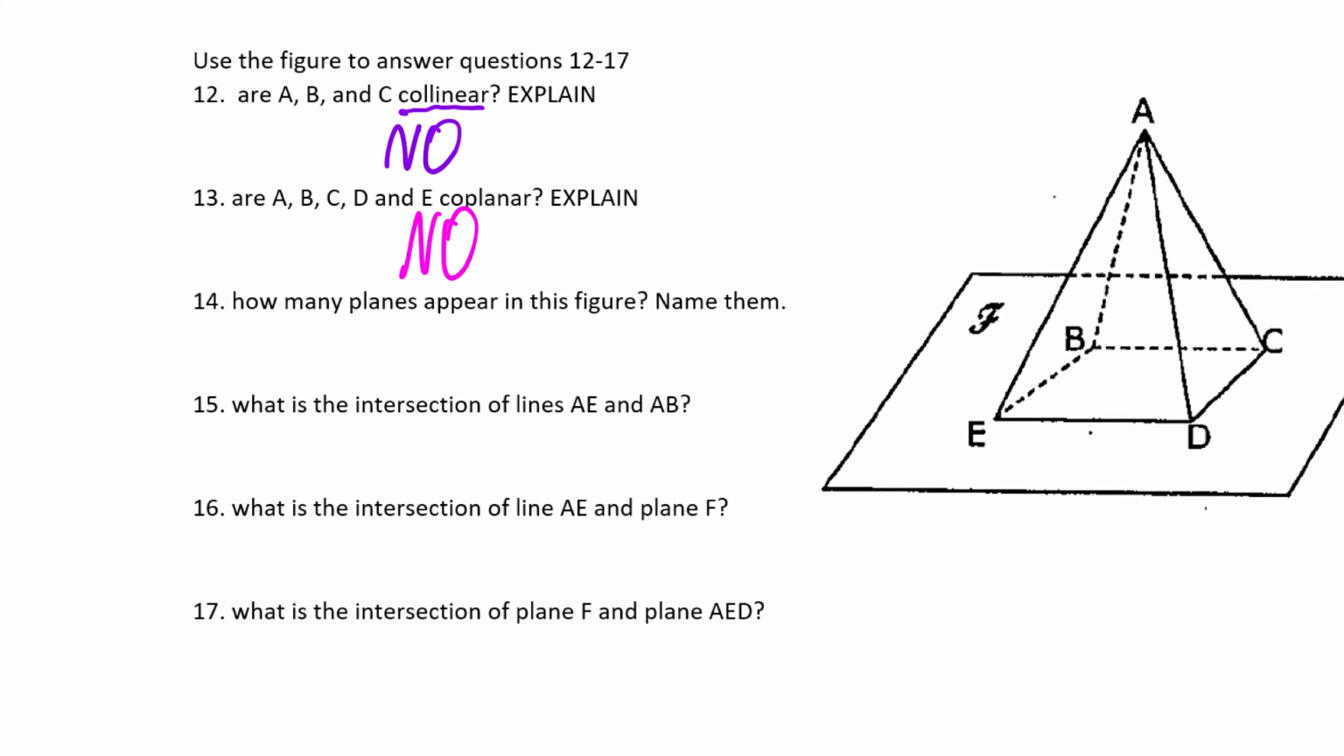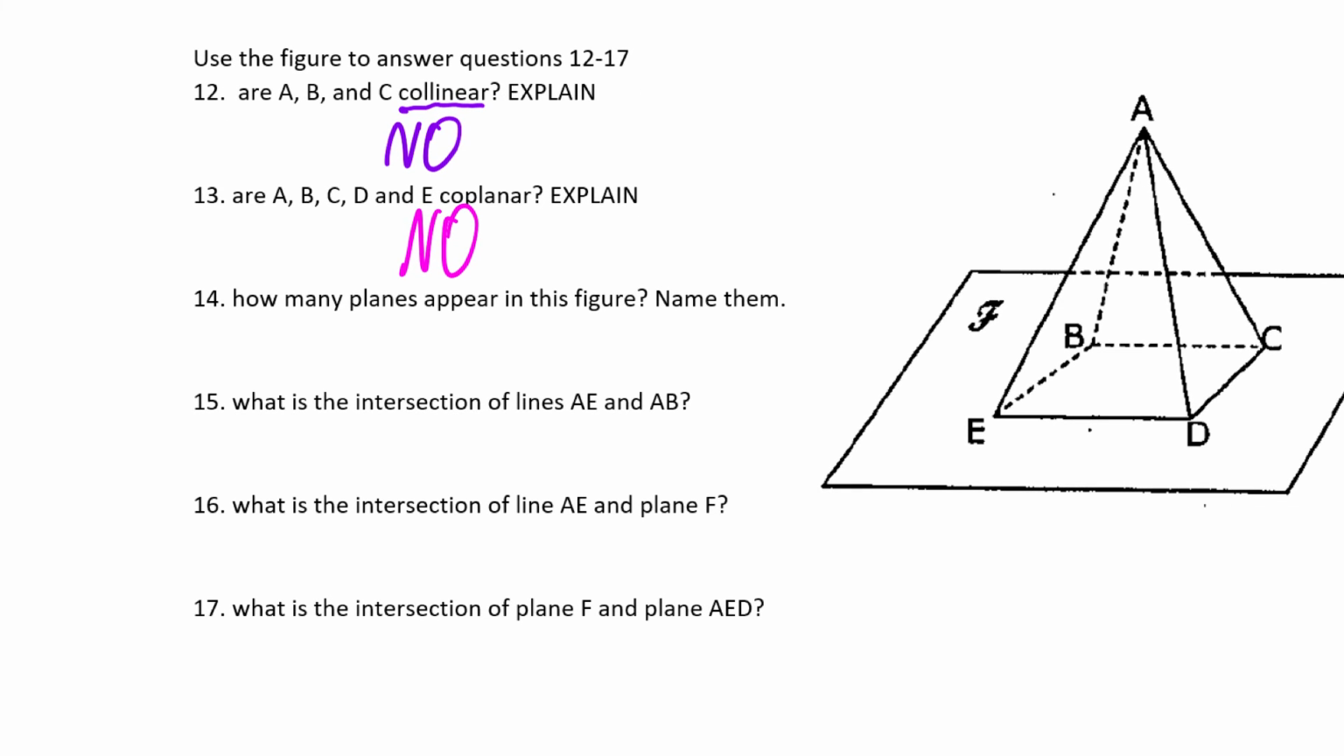Okay, I'm not going to worry about number 14. Number 15, what is the intersection of line AE and line AB? So where does line AE and AB meet up? Exactly at point A. And you could tell if you just look at the names, AE and AB, they both have A in common. That's where they're going to meet up.